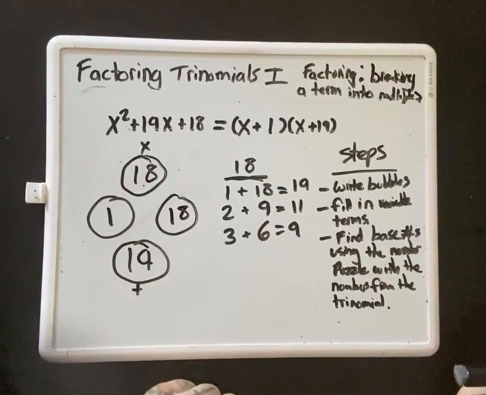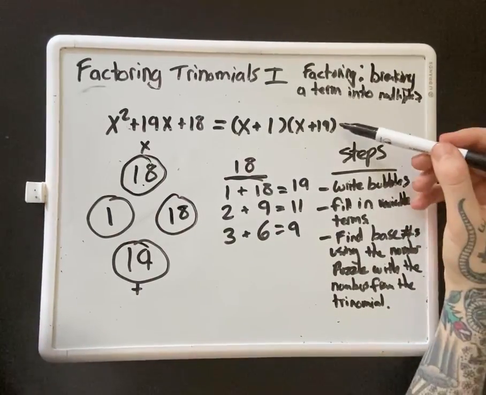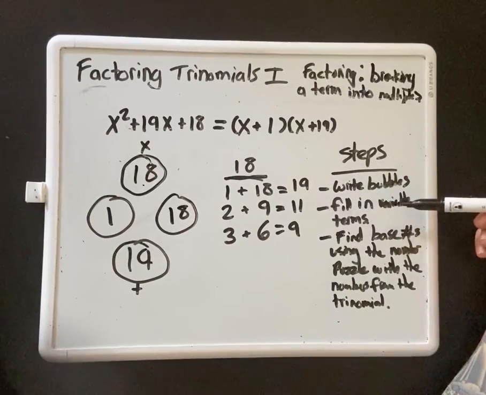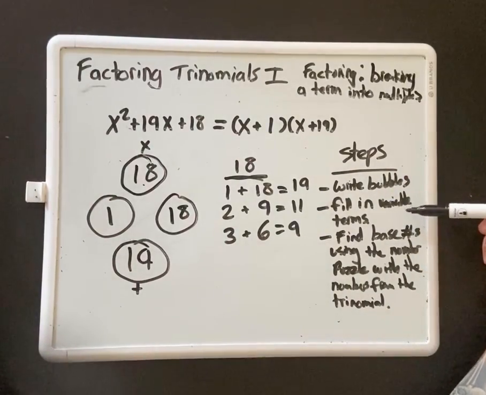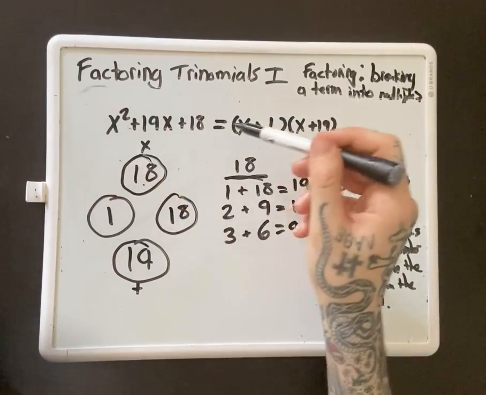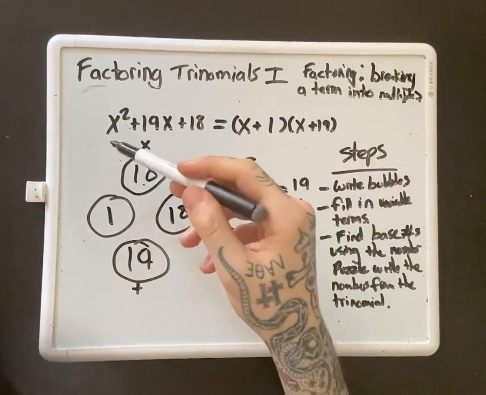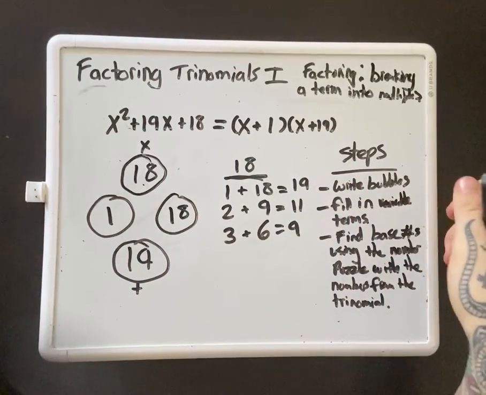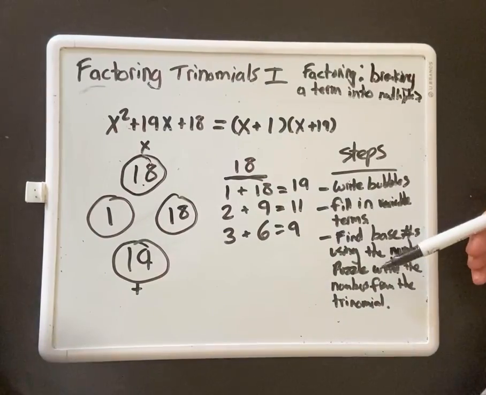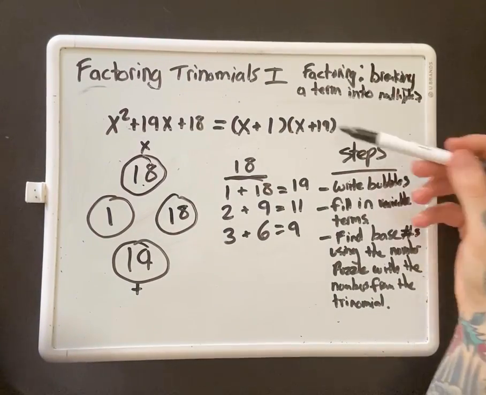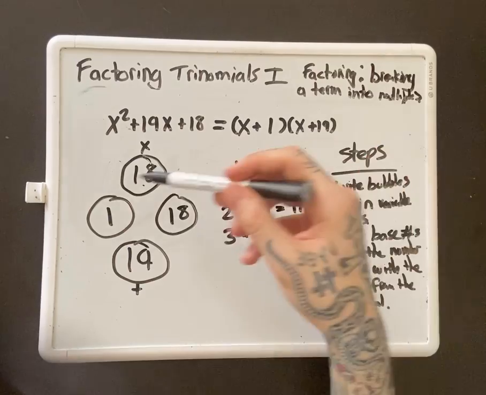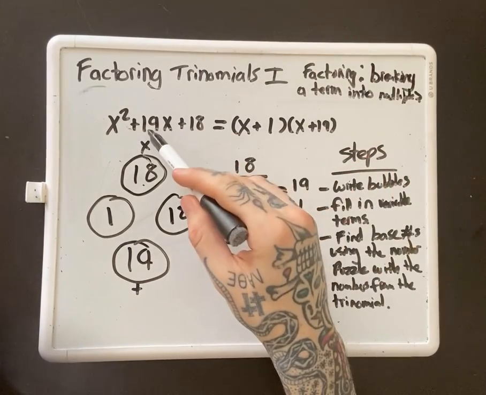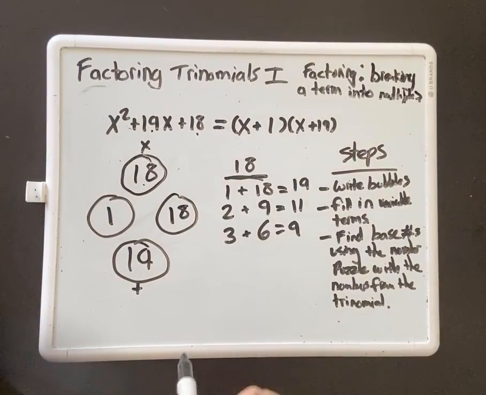Okay? So those are our steps. We write the bubbles, these bubbles. We fill in the missing variable term. Sorry, it kind of ran there. Our variable term is x, so it's x and x. If it was a squared, it would be a and a. You'll see more examples of that in the worksheet. And then the last step is we have to find these base numbers using our number puzzle with the numbers from our trinomial, which are, in this case, 18 and 19. All right?